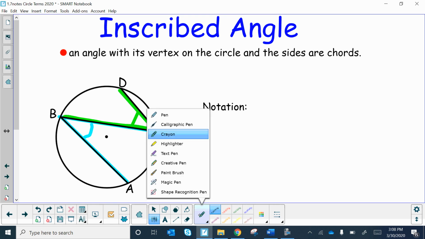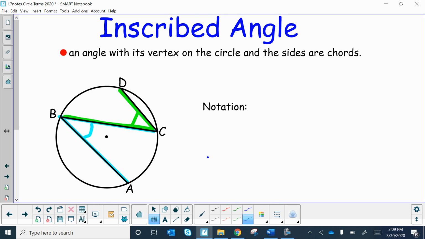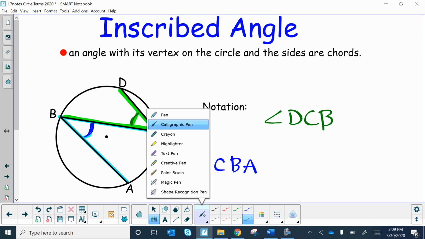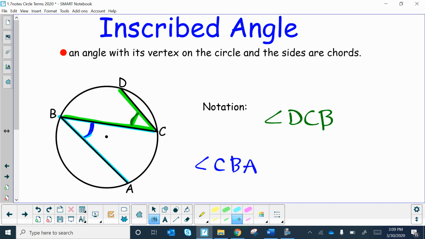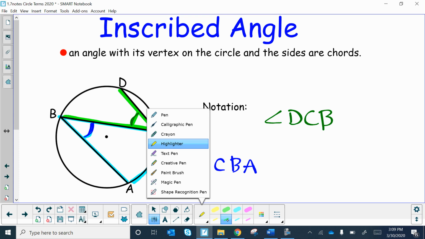So let's name the blue angle first. The blue angle is going to be angle CBA. That is an inscribed angle. And then I'll use my green pen to name the other angle. The other angle is angle DCB. Okay, and we're not going to talk about the measures of those angles quite yet. Okay, so we have this angle here and this angle here, and you can see that their sides are chords. Remember, the chords are segments in a circle. Okay, now if you just want to kind of see what arc it intercepts, this blue angle intercepts this arc right here. Okay, and then this green angle intercepts this arc.